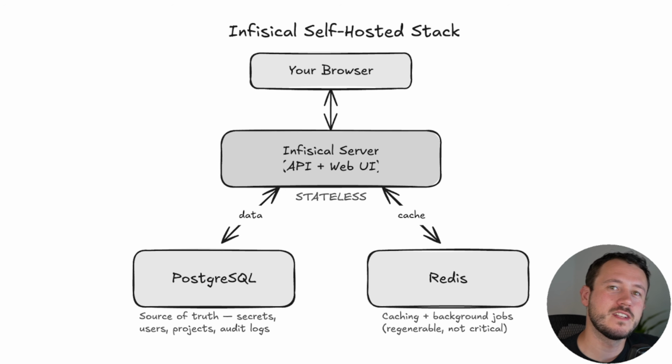Before we spin anything up, let's quickly talk about what we're actually installing. If you want to skip straight to the setup, I'll leave a timestamp in the description, but I really think this is worth understanding. When you self-host Infisical, there are actually three core components working together. First, the Infisical server itself. This is the core of the platform. It's a single Docker image that bundles both the backend and API and the web UI that you'll be interacting with in the browser.